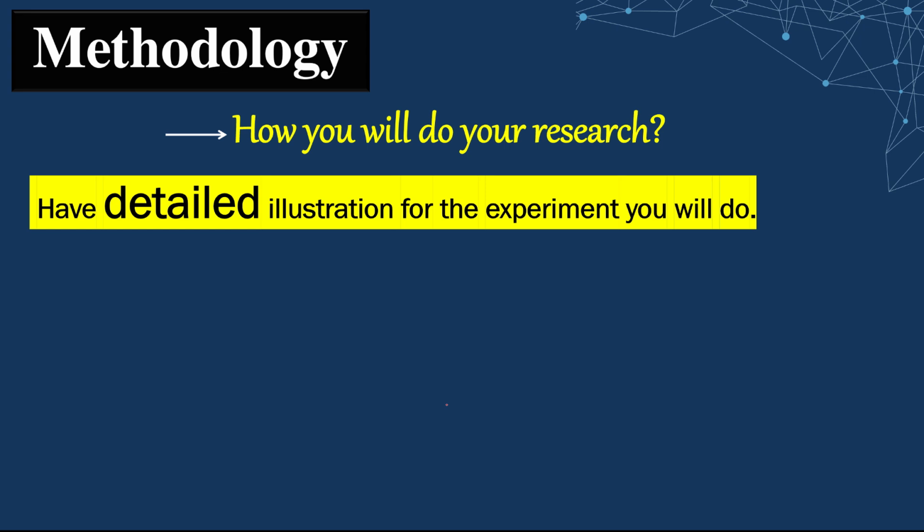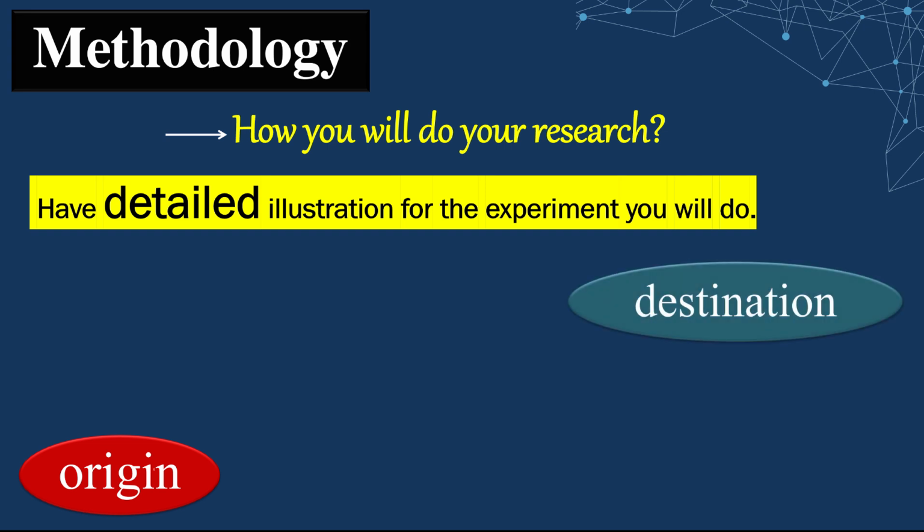Now let's go over the methodology. Methodology is very important and it's how you will do your research. Have a detailed illustration for the experiment you will do. Actually, you have an origin, your research question, and finally your results, the destination. In between, you have a pathway. This pathway is called methodology.